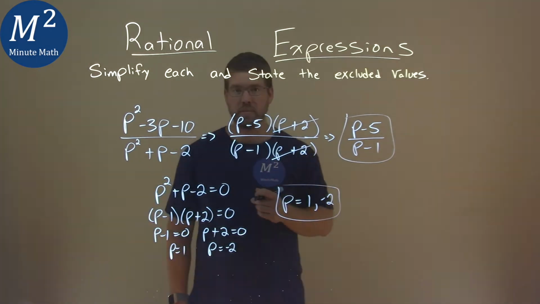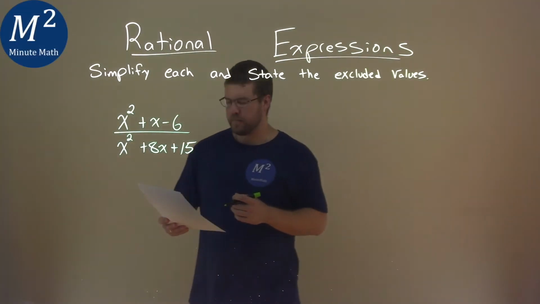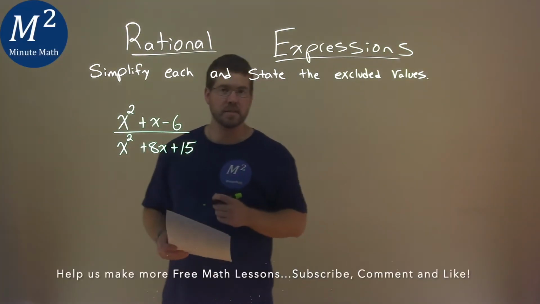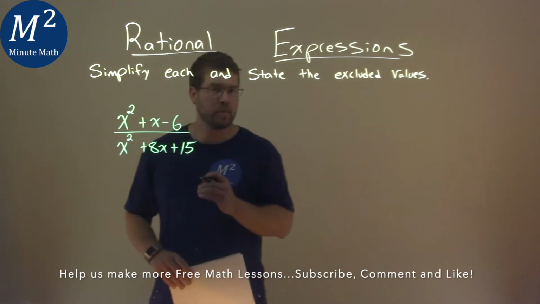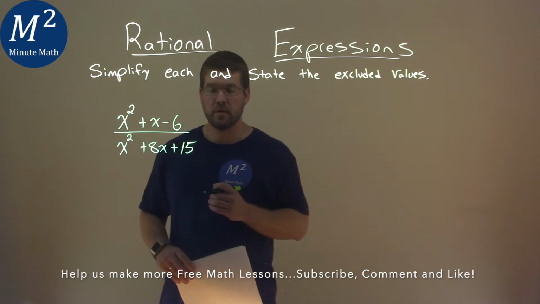We're given this problem right here, x squared plus x minus 6 over x squared plus 8x plus 15, and we need to simplify this and state the excluded values.